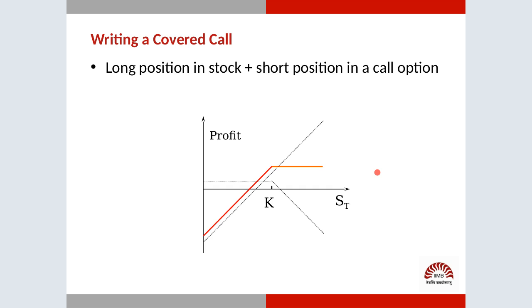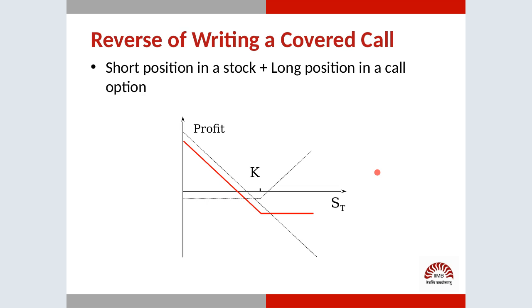If this is writing a covered call, what will be the reverse of writing a covered call? The reverse of writing a covered call is a short position in the stock and a long position in the call option. And the net result is a long put position. So if you take a short position in a stock and a long position in an option, it translates back into the red line, which is a long position in the put. And again, I've done the same thing, and you can see that that is exactly how it will work out. Right?